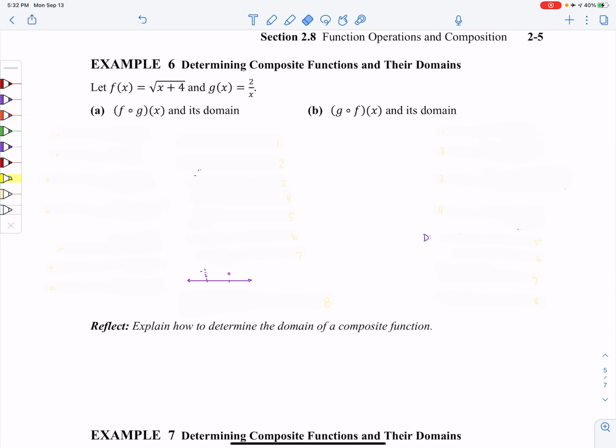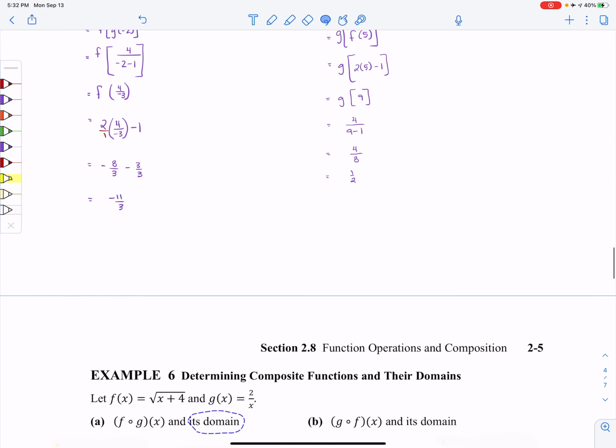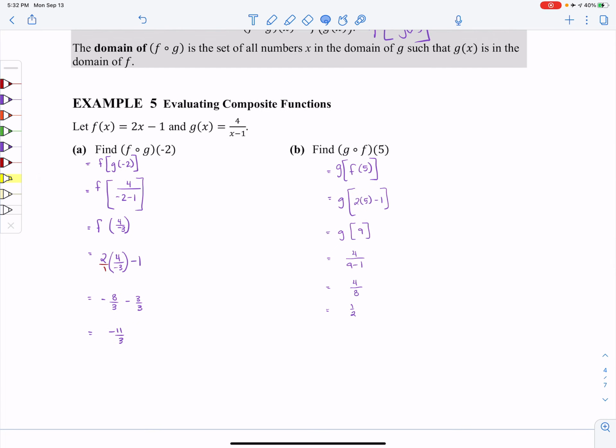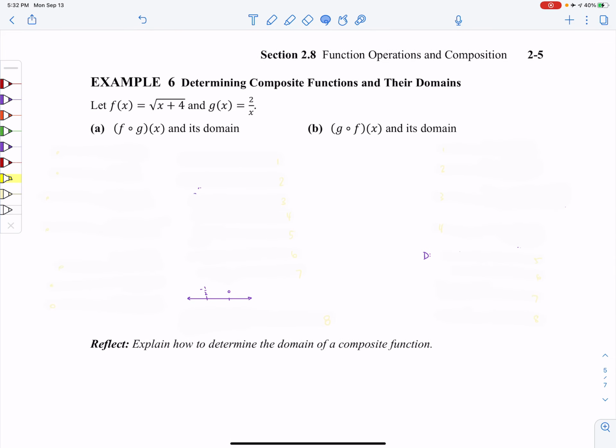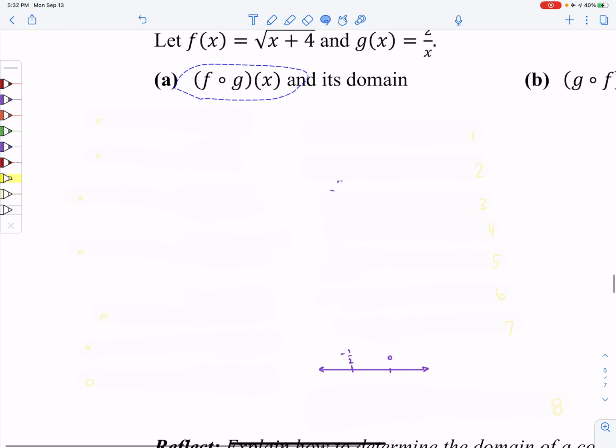These are more generic. Notice that I'm looking here at f of g of x and its domain, whereas in the previous example, I was looking at f of g of a number or g of f of a number. So this is a more generic concept. So let's go find f of g first.